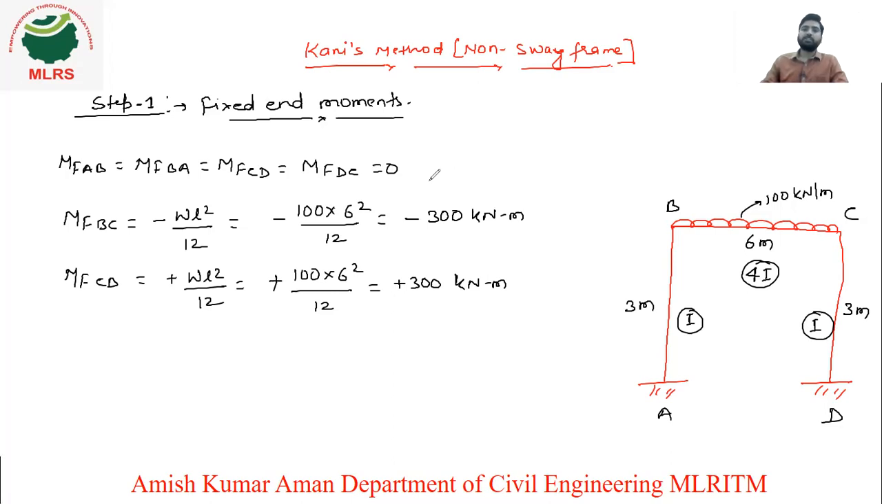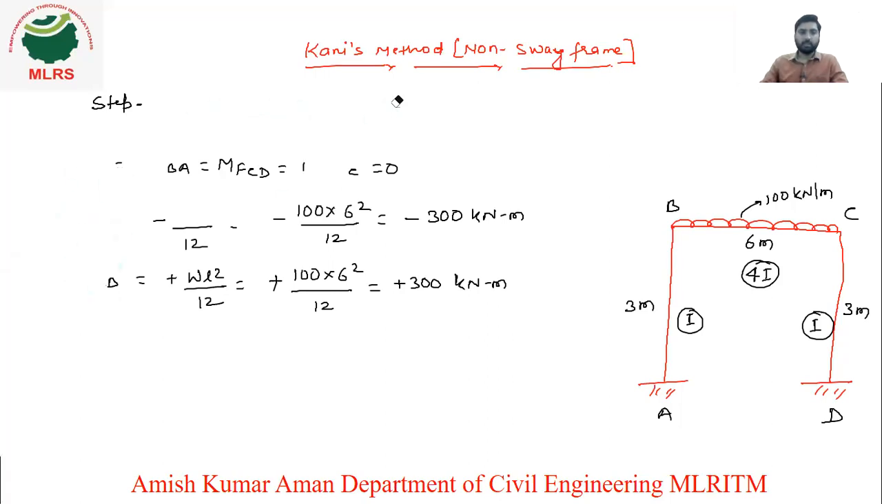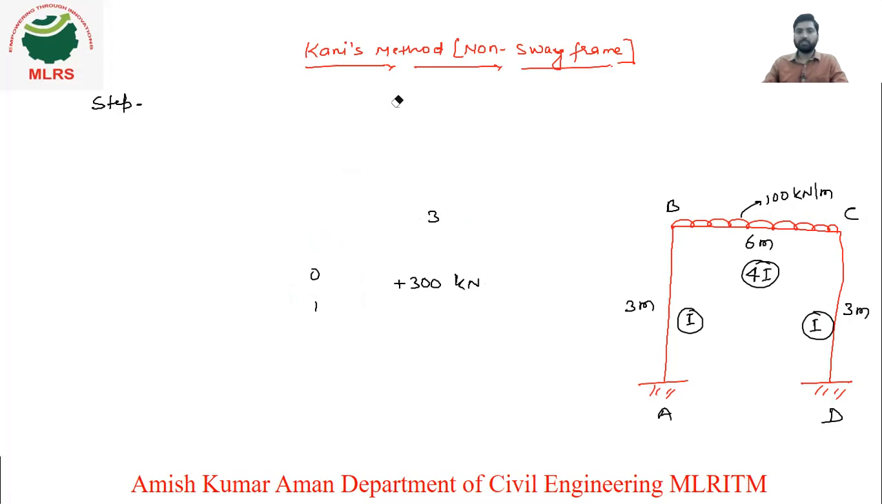Now coming to the next step, that is our step number 2, calculation of rotation factor. So let's see how we will calculate this rotation factor. How many joints are there? You can see in this frame we have 2 joints, B and C.